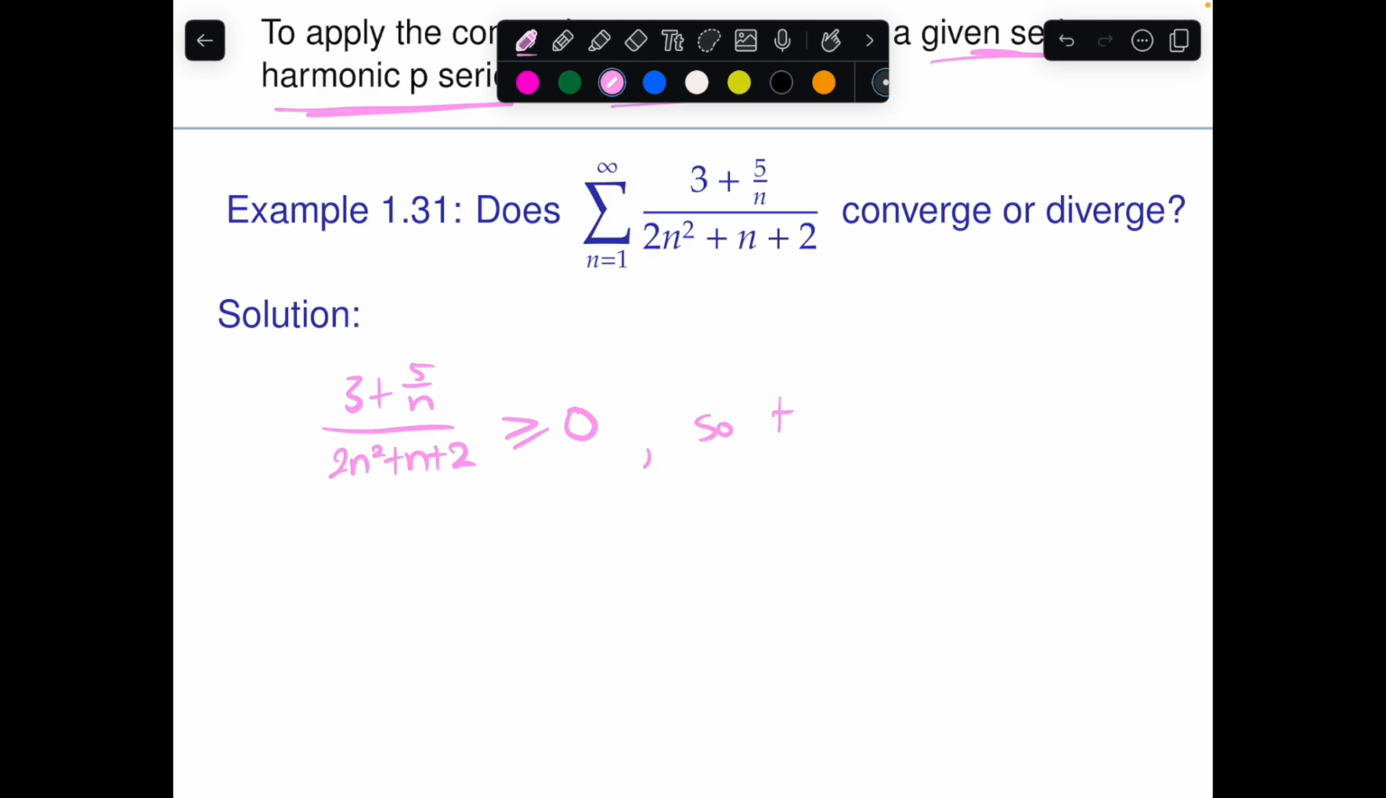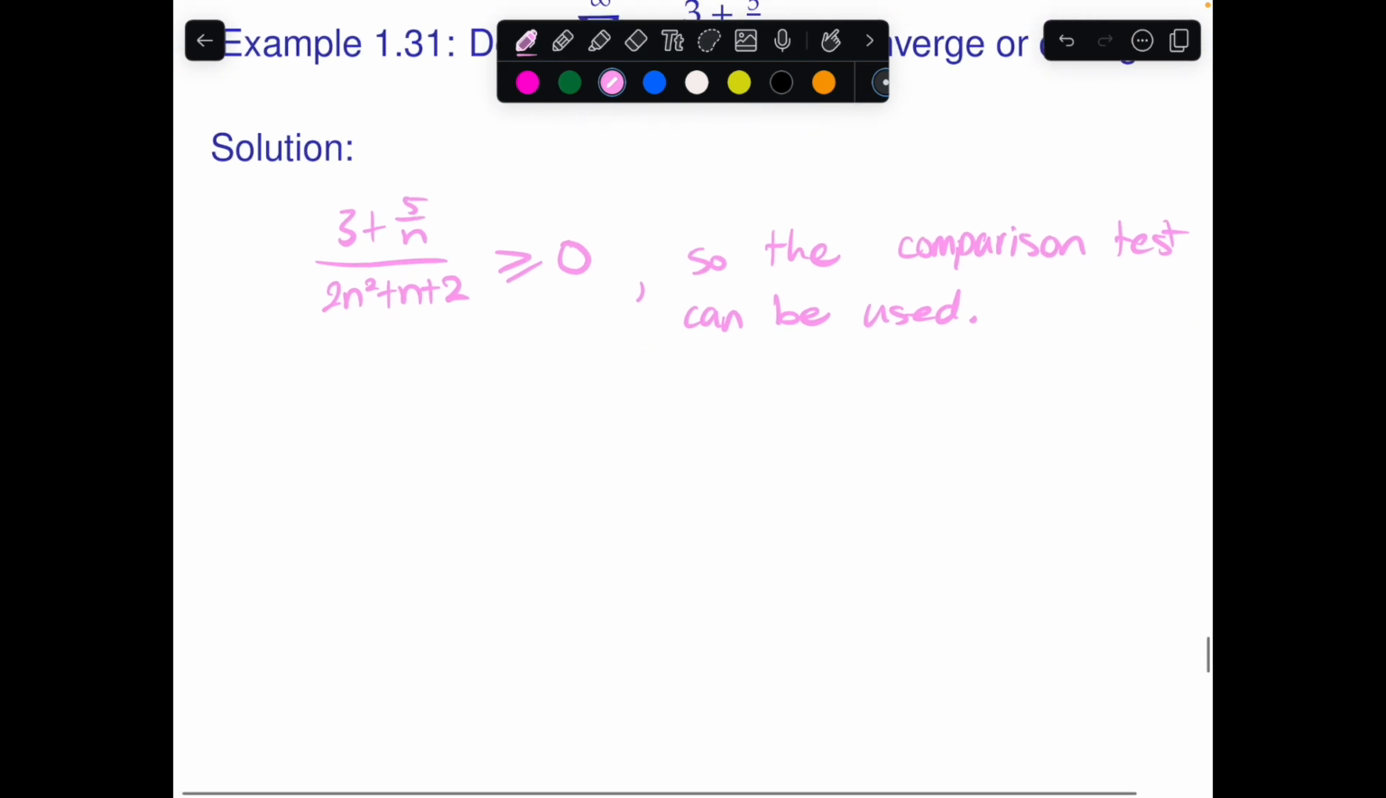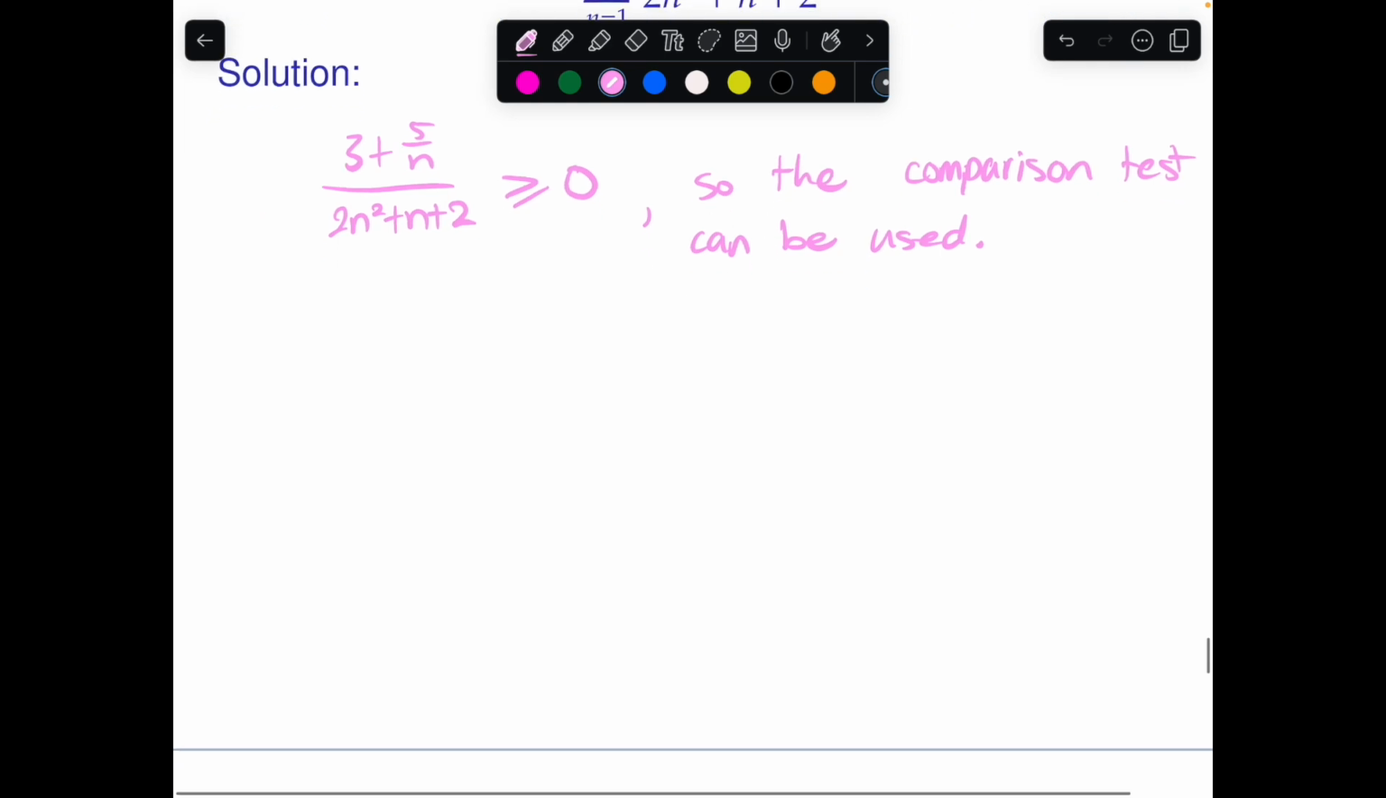So the comparison test can be used. And now you essentially go into trying to find a comparison that's valid. So when n's large, you're not taking a limit, but you're considering what happens when n gets really big.